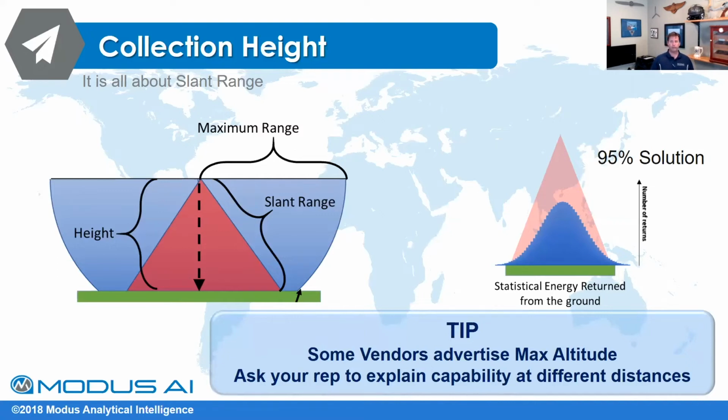A lot of vendors will say, hey, this is my max altitude. Well, that's not exactly right. Like we talked about with beam divergence, you're going to have different capabilities at different altitudes. And also it's really about max slant range, so how far away you can actually see, period. So when you're looking at this little triangle here before you, the distance that matters is the diagonal to the ground in your field of view.